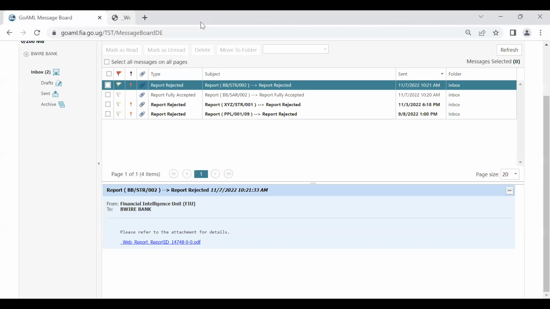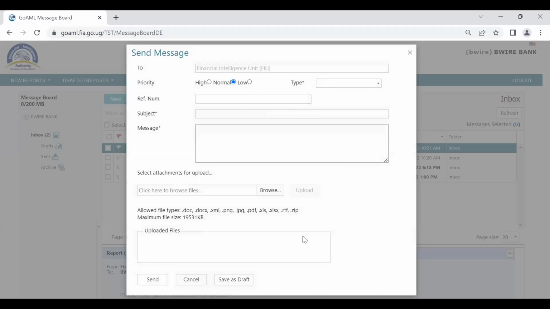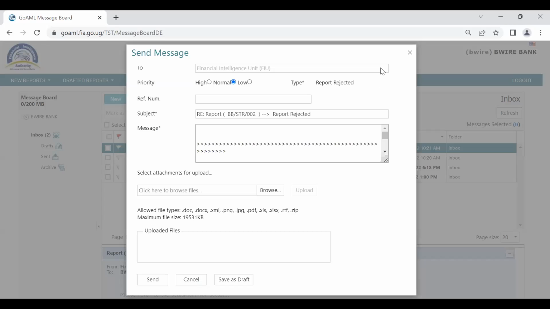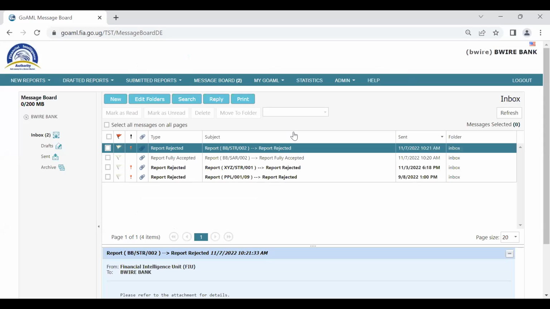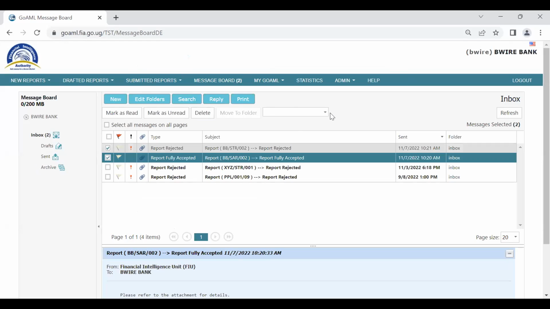All right, so that is the message board. It operates like an email platform. You can type a new message to us and even include attachments. Then this is for you to see the messages. You can reply to the messages sent to you. You can search for the messages. You can archive messages by simply clicking on them, moving them to the archive folder, and so forth.